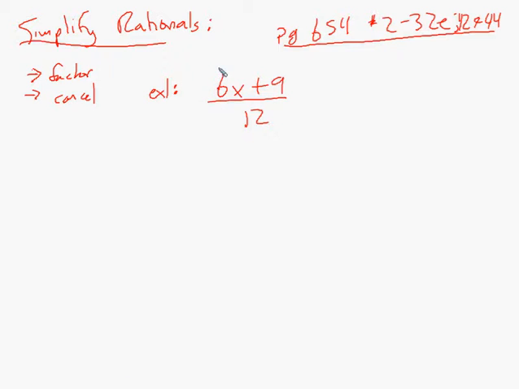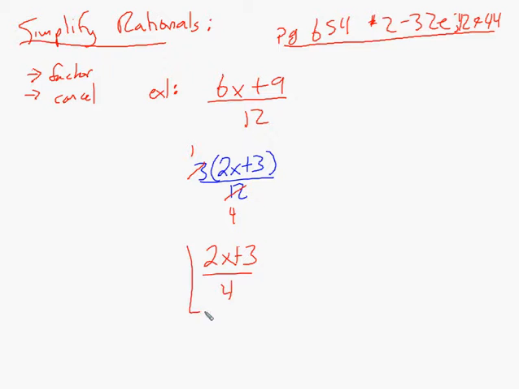So first I factor. I look at the denominator, there's nothing to factor. I look at the numerator, what can I factor? A 3. That leaves what? No, 2x plus 3. Now I can go ahead and cross cancel my 3 and 12. 1 and 4. So now I get 2x plus 3 all over 4. Pretty much every problem comes down to that fact.